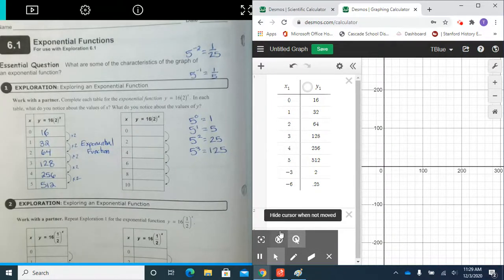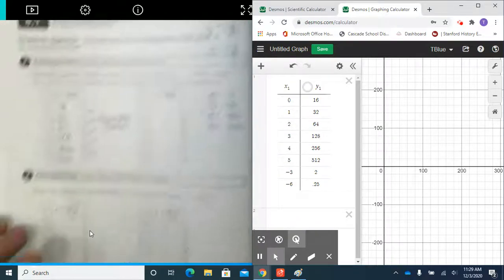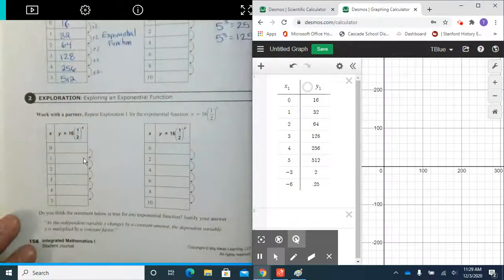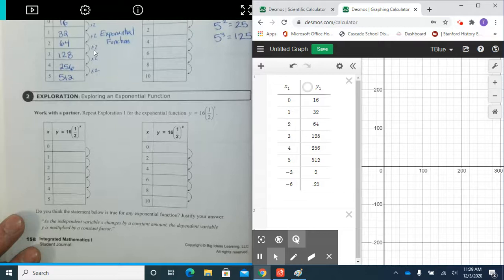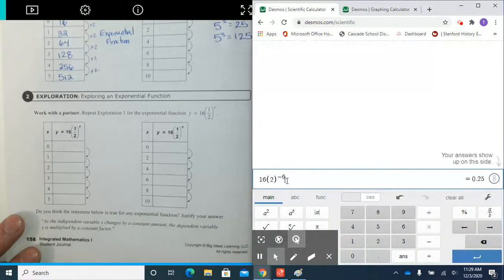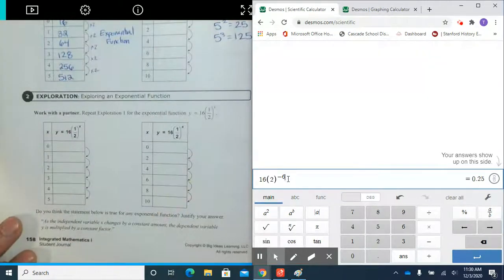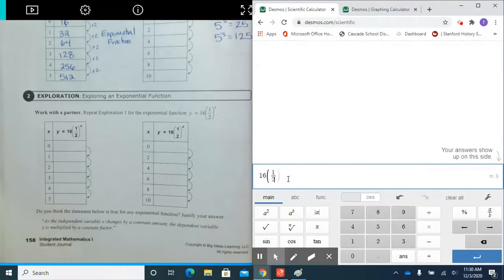Okay, so let's look down here. Let's check out this one. Here we have an increase. It's ×2. Let's check out this one. So I'm going to go back to here, and I'm going to make this 1/2.